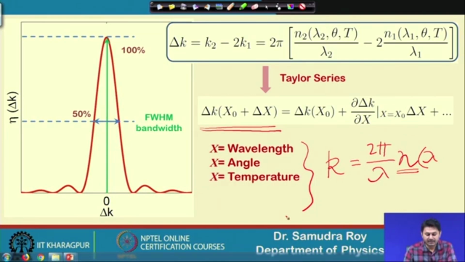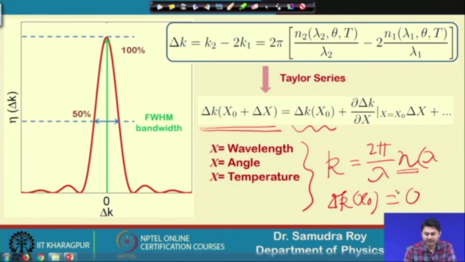So, now delta k is going to vary with a small change of delta x. Then what happened? If I now make a Taylor series, because delta x is a small amount, we have delta k at x 0. x 0 is the exact value for which the phase matching is there. So, delta k at x 0, we can safely say this is 0, because this is the absolute phase matching condition. All the conditions are valid here. So, x 0 is the value for which the phase matching is there.